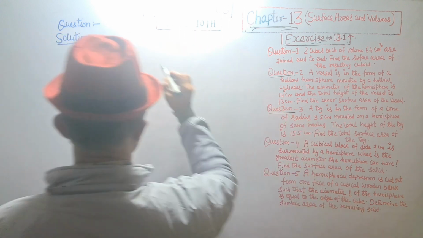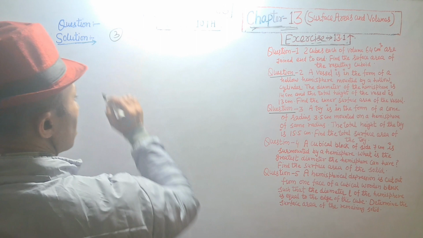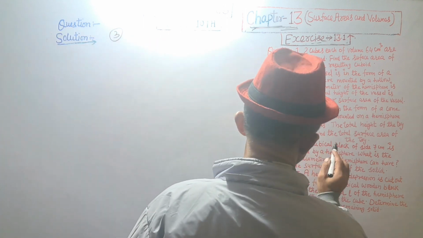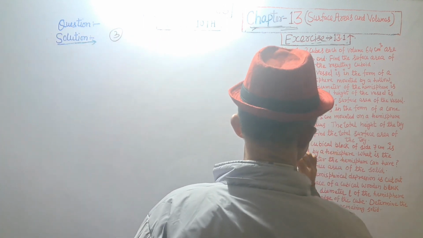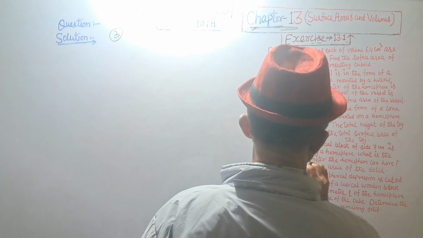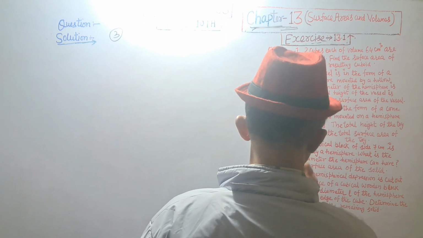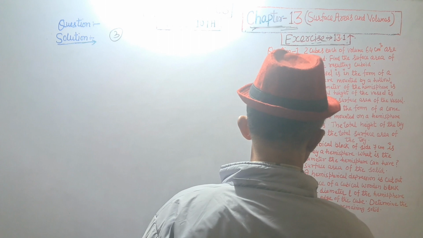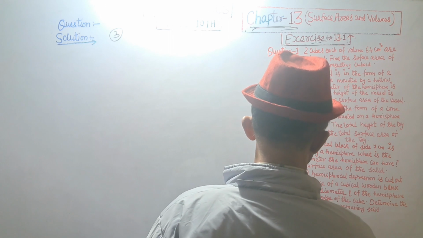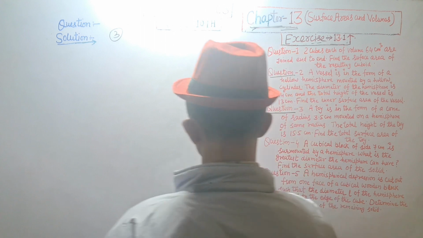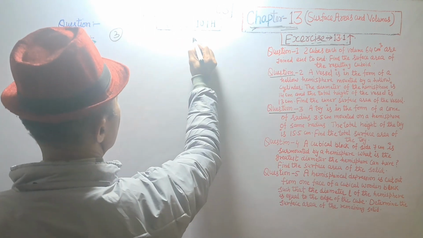Question number 3. A toy is in the form of a cone of radius 3.5 centimeter mounted on a hemisphere of the same radius. The total height of the toy is 15.5 centimeter. Find the total surface area of the toy.